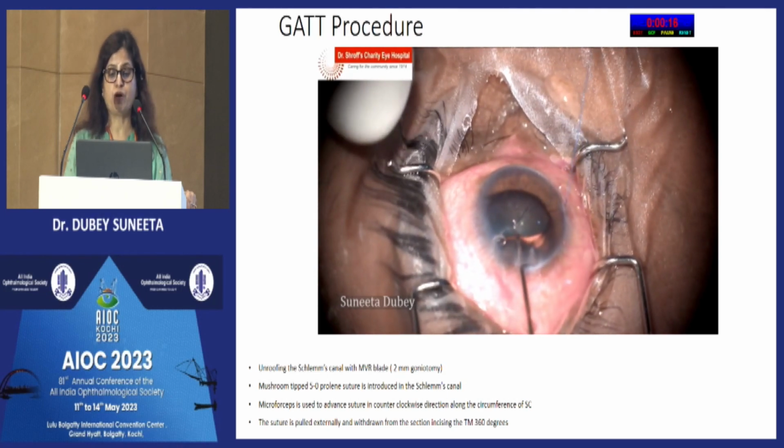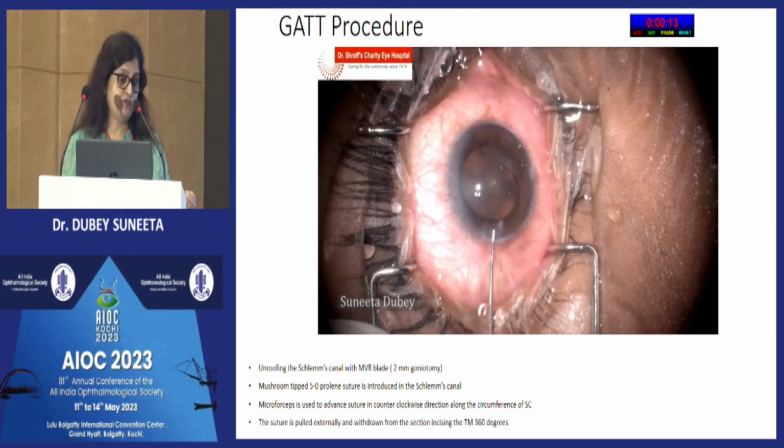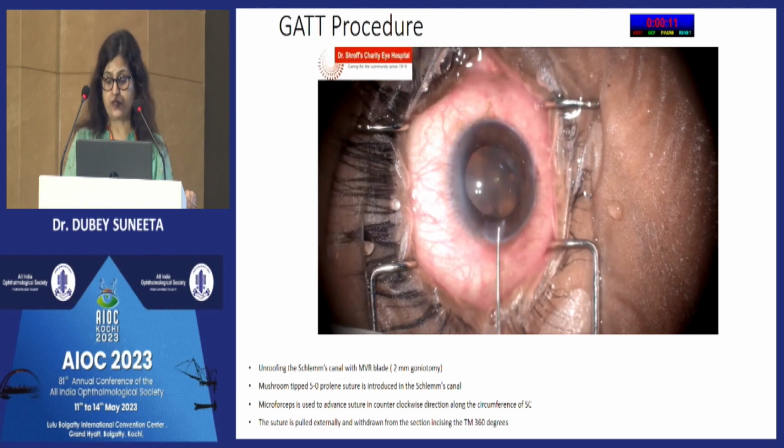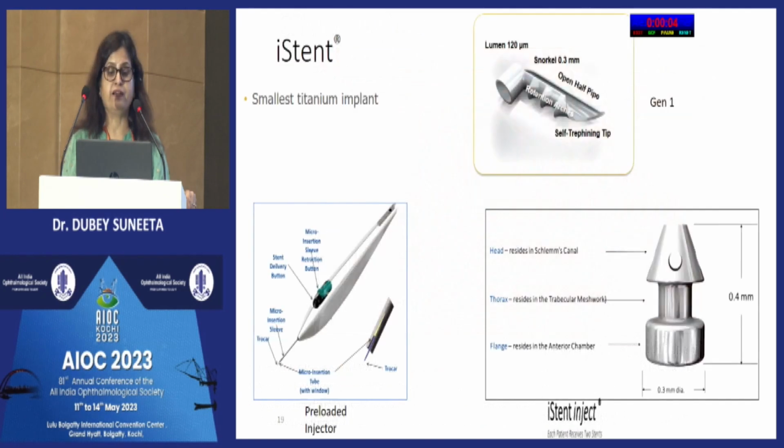So it's very, very important that you don't feel any resistance. If you are feeling any resistance, you can use your indirect gonioscope to visualize whether the proline suture is in the angle.